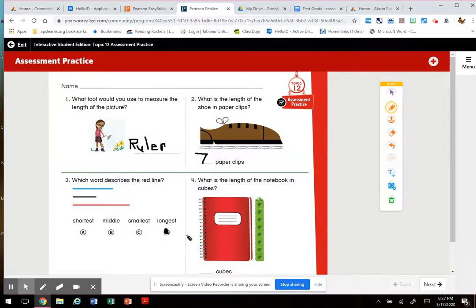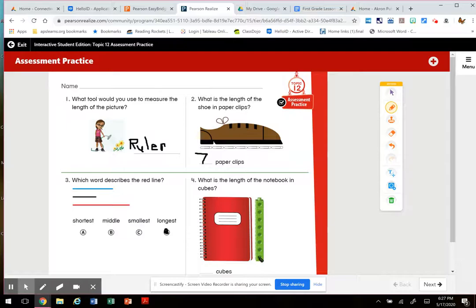Question number 4 says, what is the length of the notebook in cubes? So they showed us paper clips. Now they're showing us cubes. And notice the cubes are snapped together. They're Unifix cubes. They're all the same length. They didn't use big cubes, little cubes. They use all the same cubes. And that's very important to remember when you measure something using objects or an object.